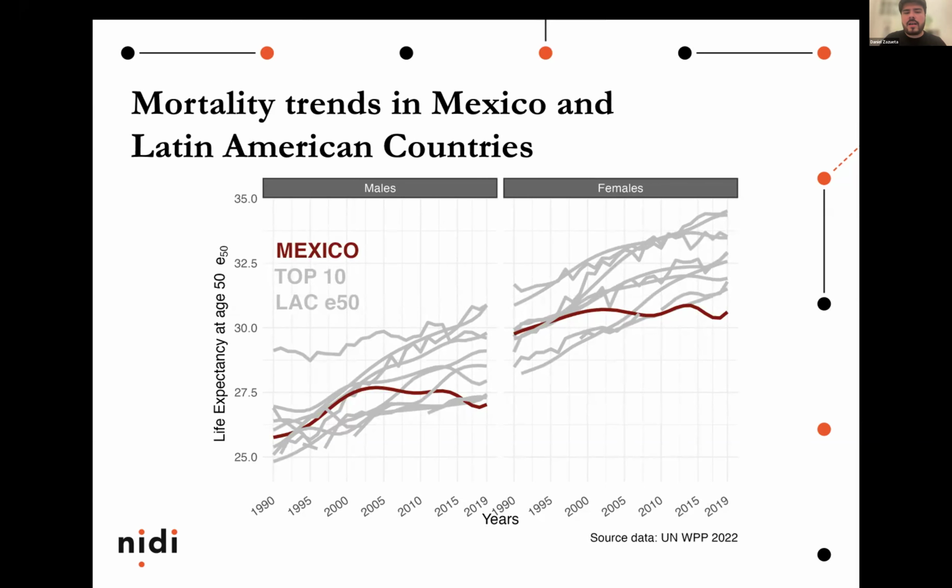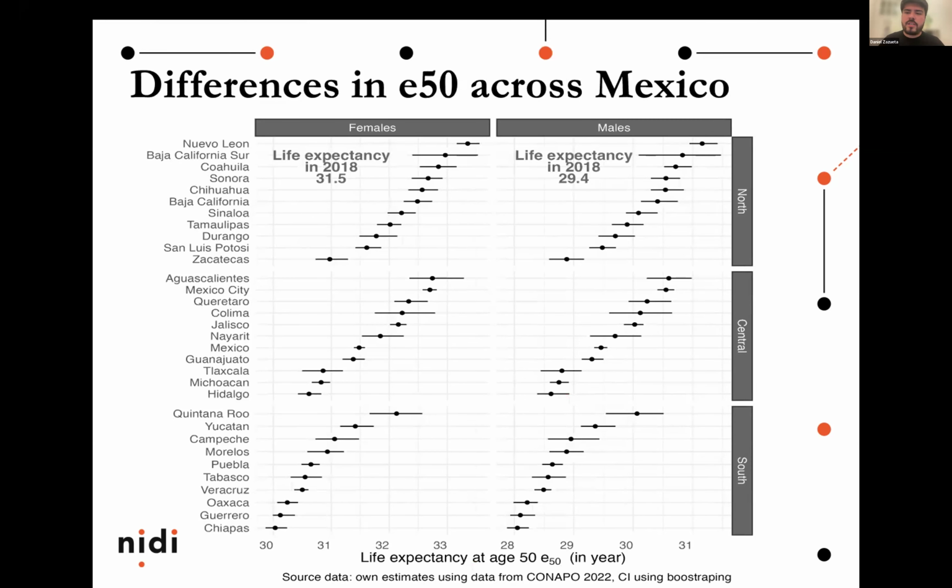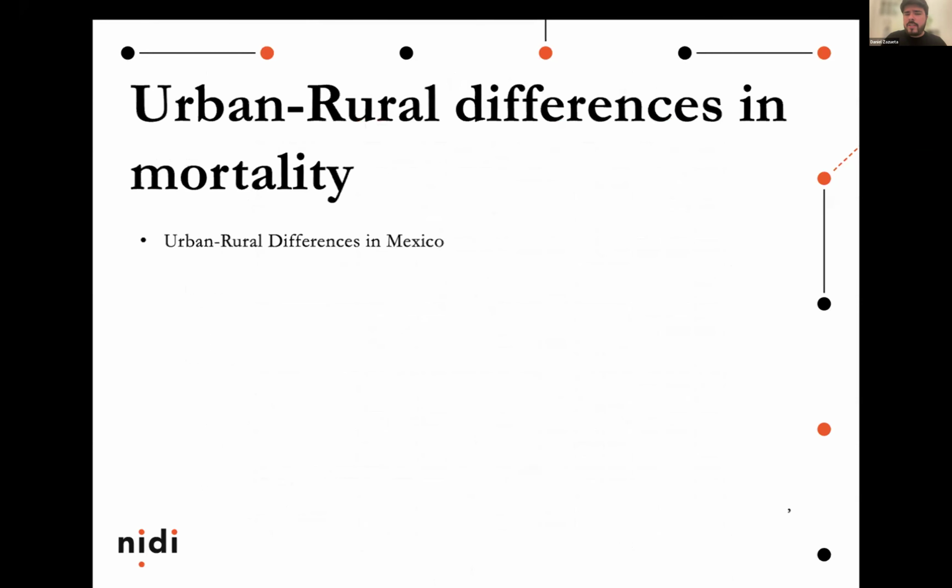And if we take a closer look at what happens at the subnational level, we get a strong gradient between northern, central, and southern regions in Mexico, with gaps of almost 3 years just by different place of birth. Even though this is quite relevant and we know about these strong gradients across Mexican territory, the urban-rural differences in mortality in Mexico are not yet well addressed, partially because there are no official estimates from the government. We have statistics, but not official estimates.